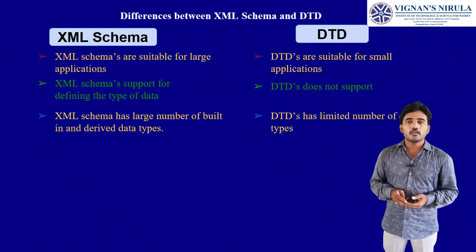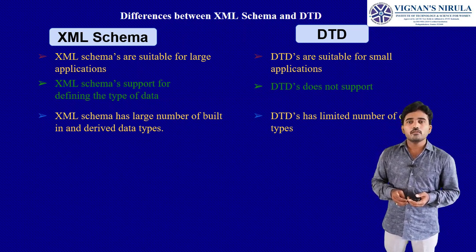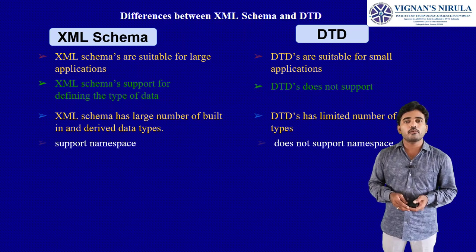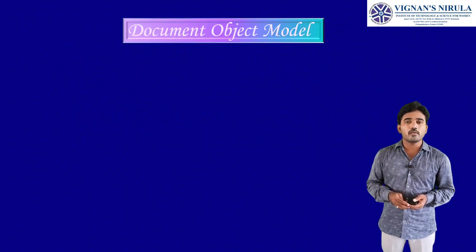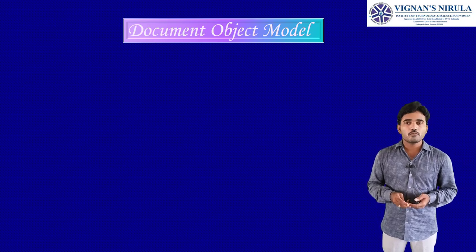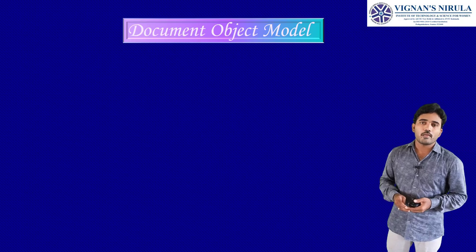And coming to the third difference, XML schema has a large number of built-in and derived data types, like I said before. Whereas coming to the DTD, it has a limited number of data types. And the next difference is XML schema supports namespaces, whereas DTD does not support namespaces.